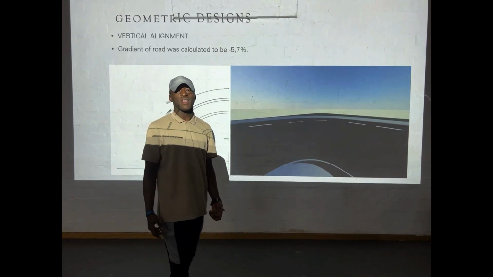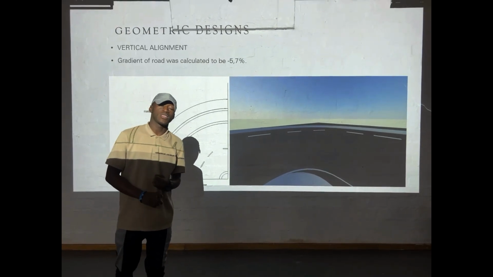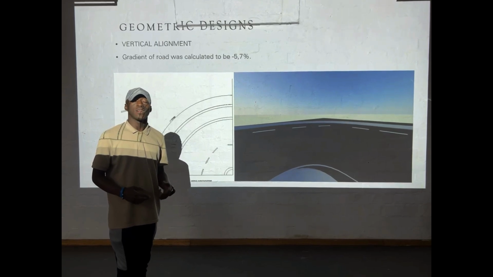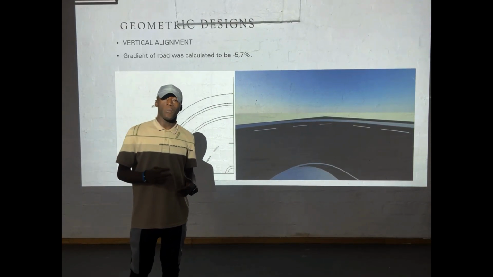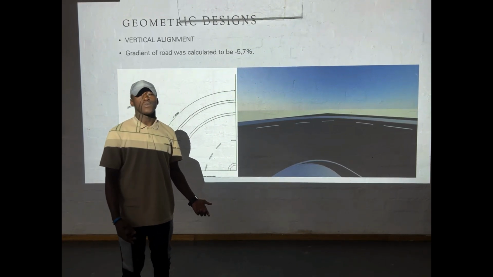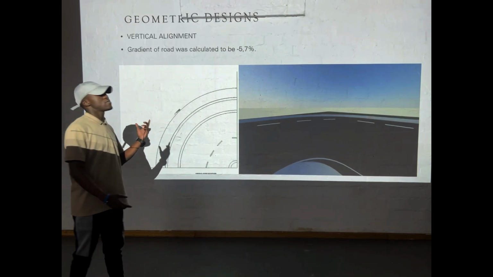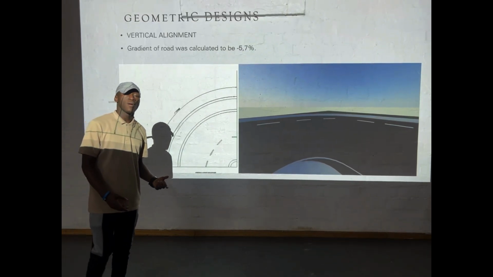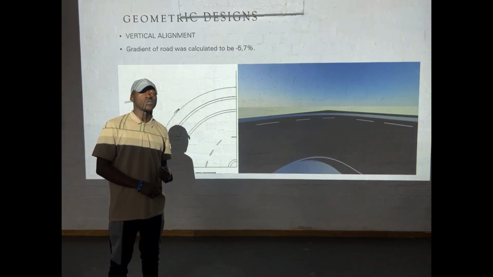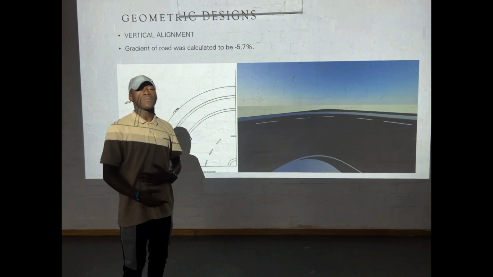Designing for the vertical alignment. When we're designing for vertical alignment, we consider the design speed, which is 60 kilometers per hour, and we consider the crest vertical curve with an approach of 3.5 and with the exit grade of 2.2, which gives us the gradient of the road of 5.7, which is not bad. Plus, we consider the crest curve K, which is 20.738, which gives us the length of 120 meters.